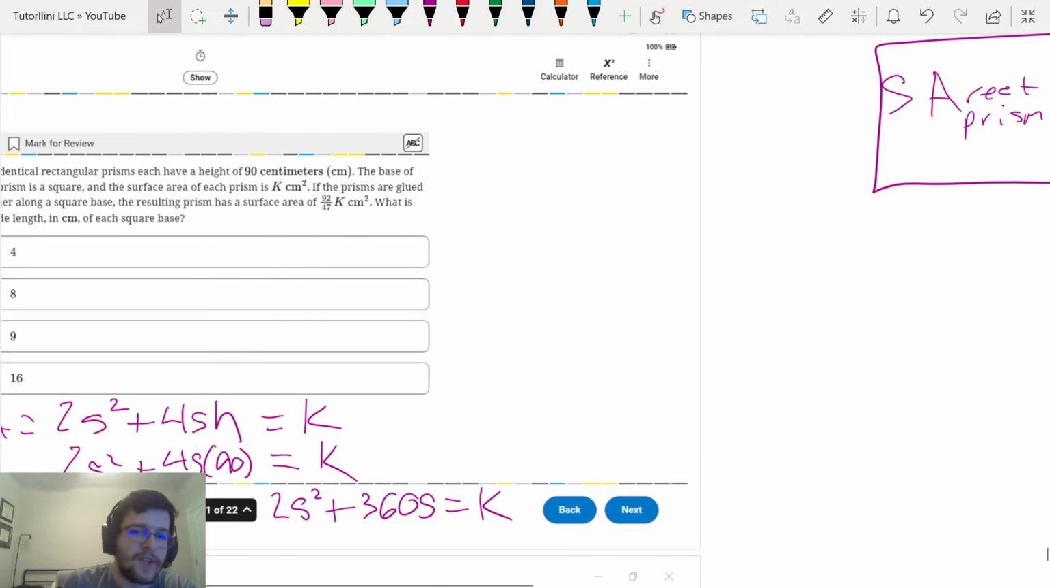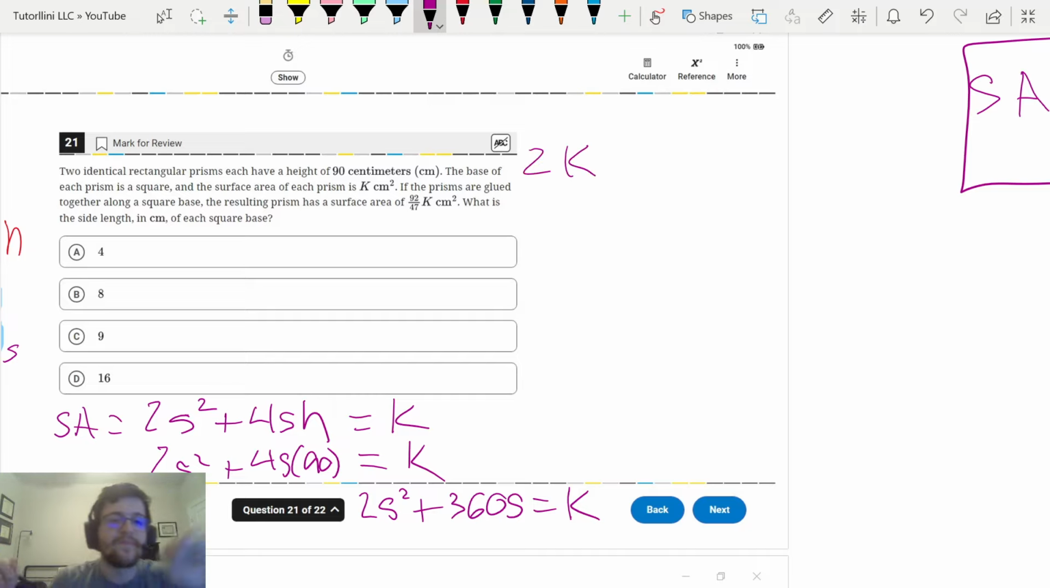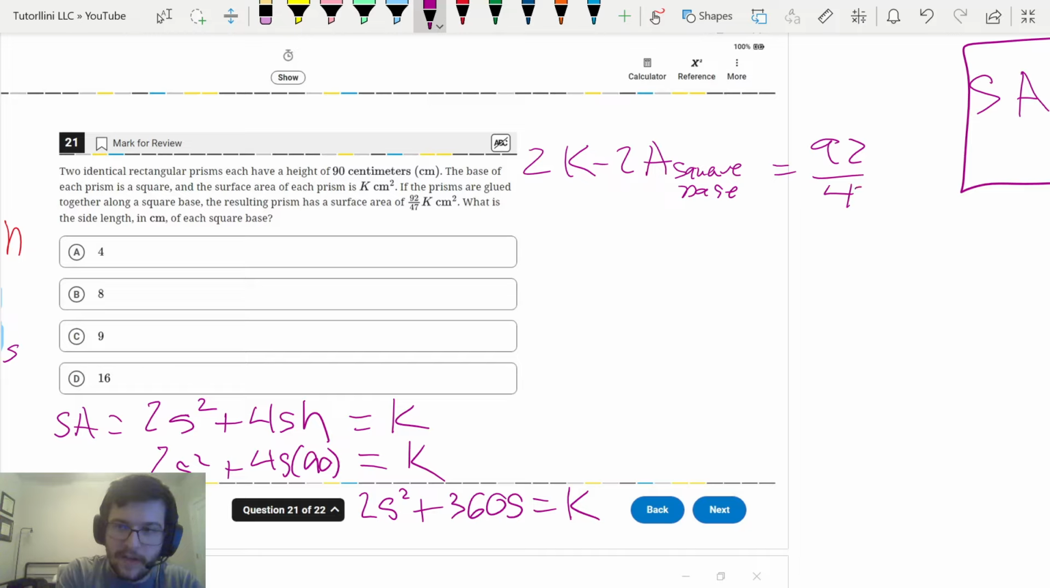Now, the surface area of the new prism, think about it. You've got two prisms, so the total surface area of the two of them is 2k. But then if you glue them together, right, there's a square base and a square base that no longer count towards the surface area. So you're losing 2 times the area of a square base. So you subtract those. And it says the result of that is 92 over 47k.